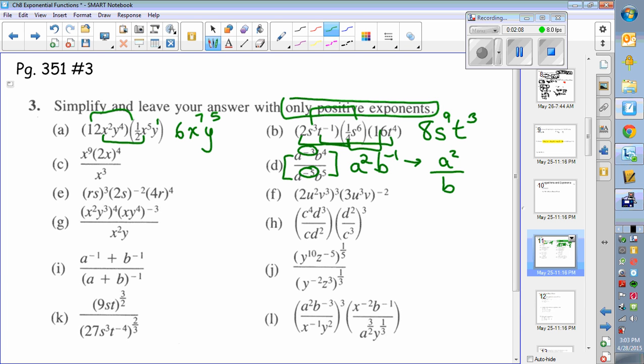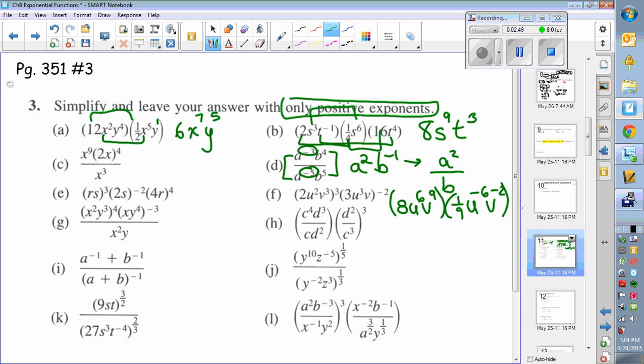Okay, so in F, if we look, you've got a power of a power, so that cube works on the 2, on u squared, and on v cubed. It's getting messy. So the first bracket, you would get 2 cubed, which is 8. You would get u to the 6 and v to the 9. That's the first bracket. The second bracket, you will get 3 to the -2, which is 1 over 9. You will get u to the -6, and you will get v to the -2.